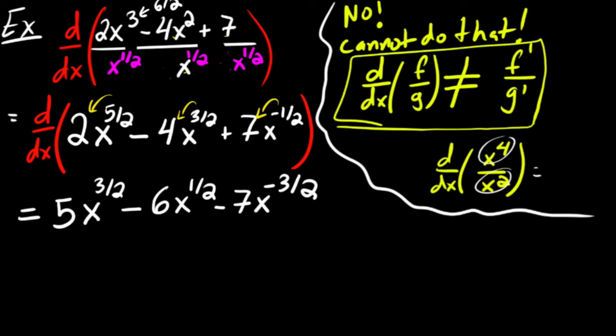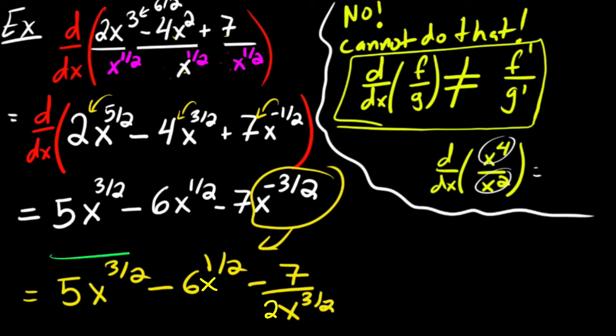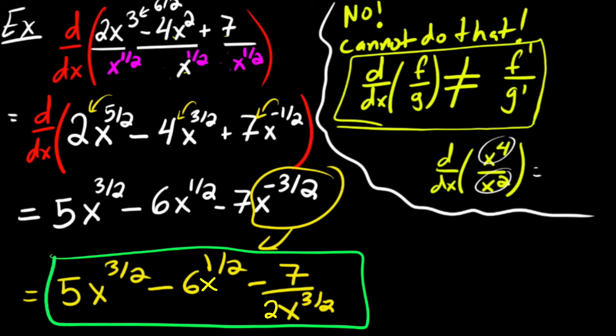Sorry. And then this guy, you can just, of course, bring it down as x to the positive 3/2. And so then in the end you would have 5x to the 3/2 minus 6x to the 1/2 minus 7 over x to the 3/2. And that's it. That's all she wrote.